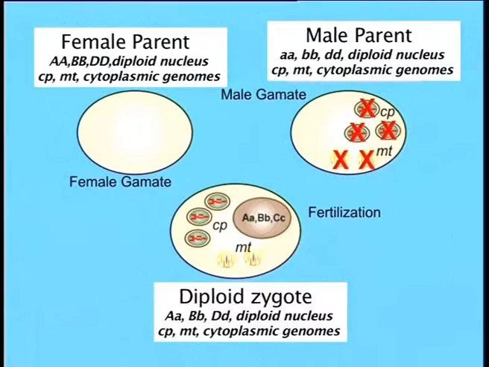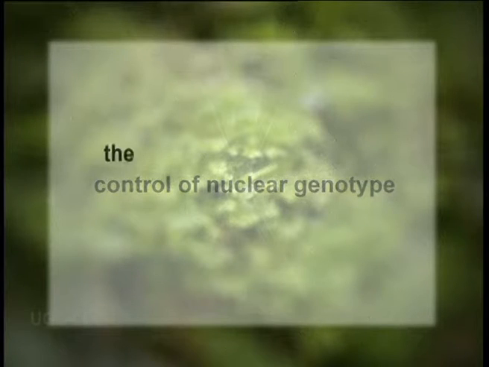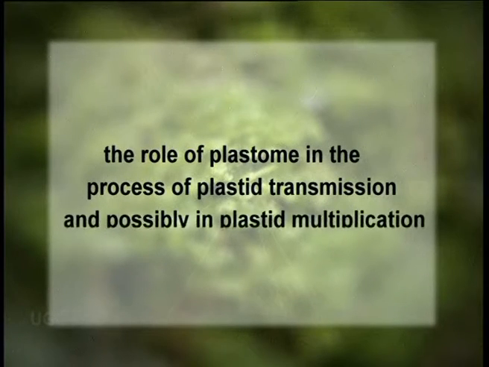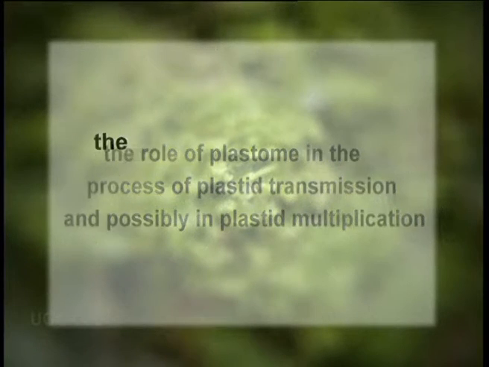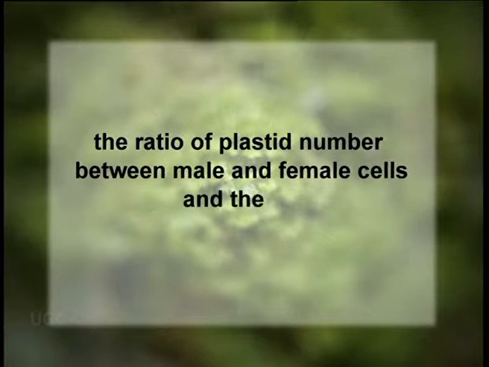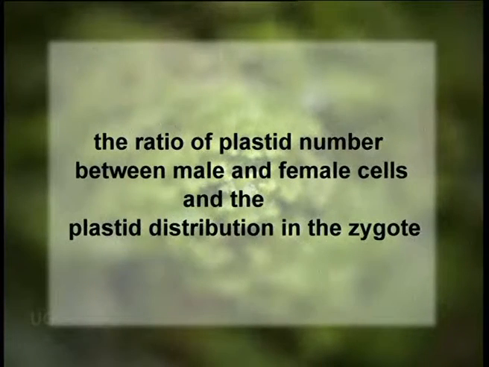But the frequency of biparental plastid inheritance in certain cases may be influenced by control of nuclear genotype, the role of plastome in the process of plastid transmission and possibly in plastid multiplication, and the ratio of plastid number between male and female cells and the plastid distribution in the zygote.